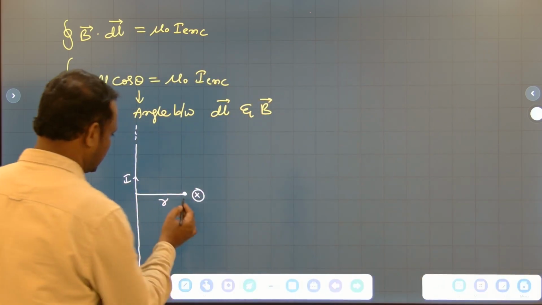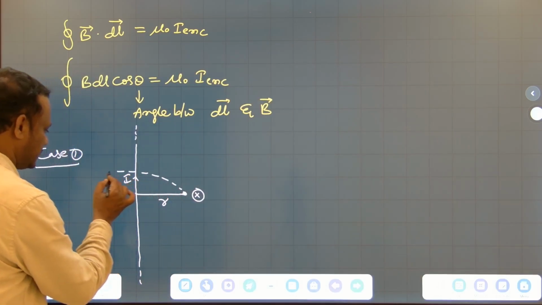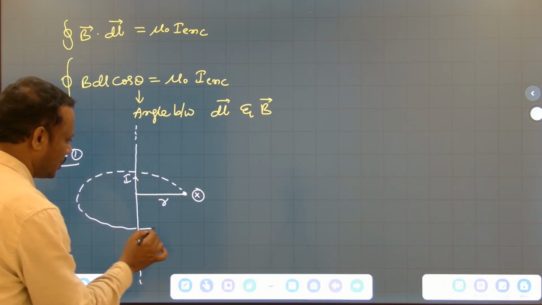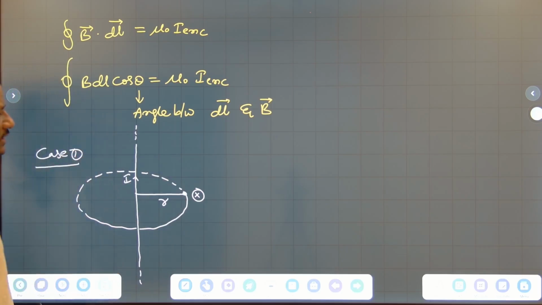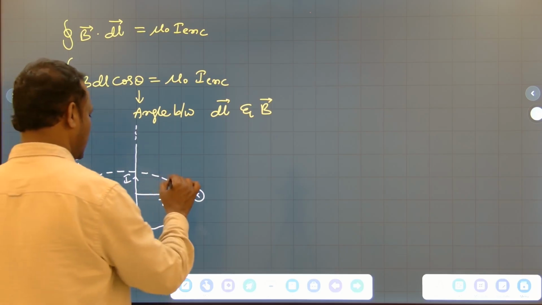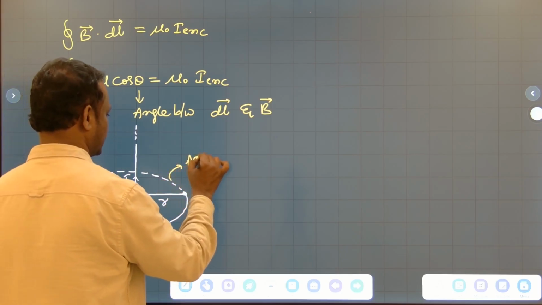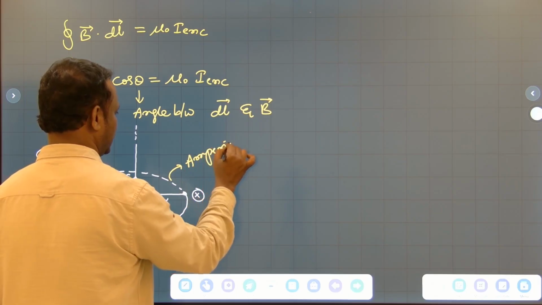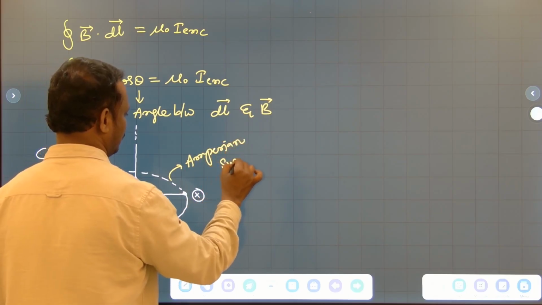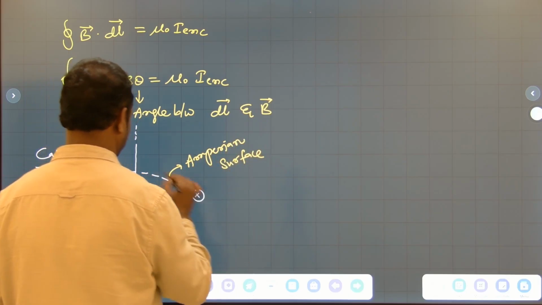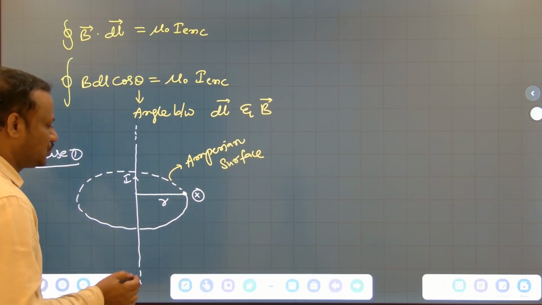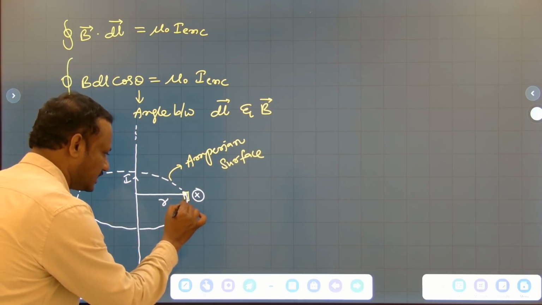We have to draw an imaginary surface enclosing this wire. This is called the Amperian surface. So the Amperian surface is this. And next, if you choose this part, it is a length element.